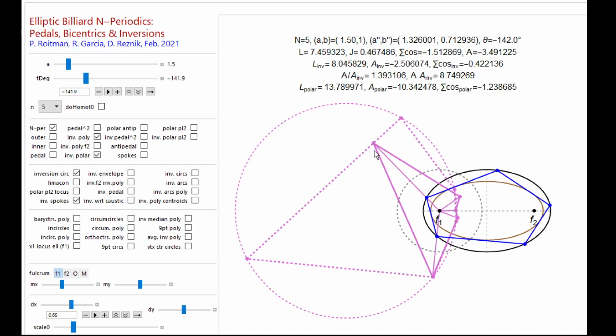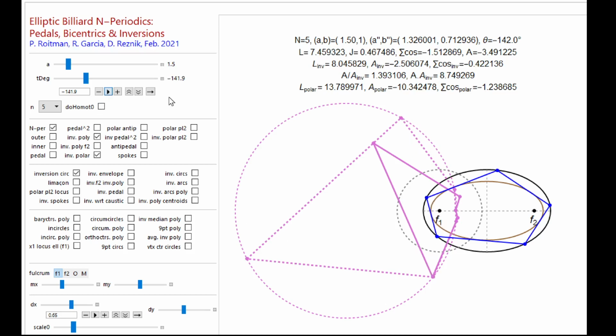Now let's repeat this operation. I'm going to compute now the antipodal to the antipodal. What do I mean by that? Let's turn off these spokes. I'm now going to think of spokes that are connected between F1 and the vertices of this antipodal, also known as a polar polygon.